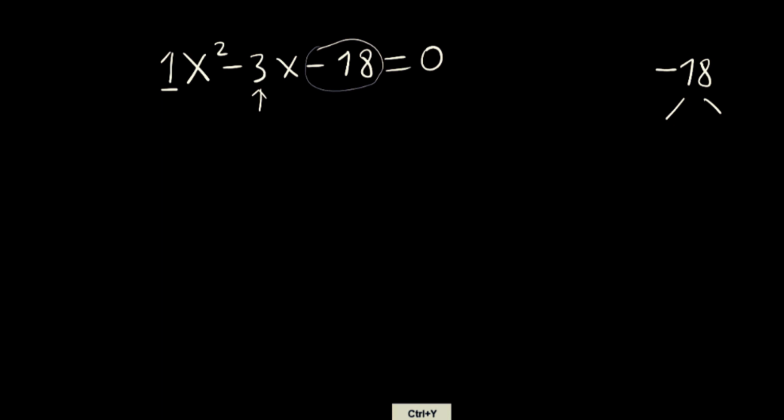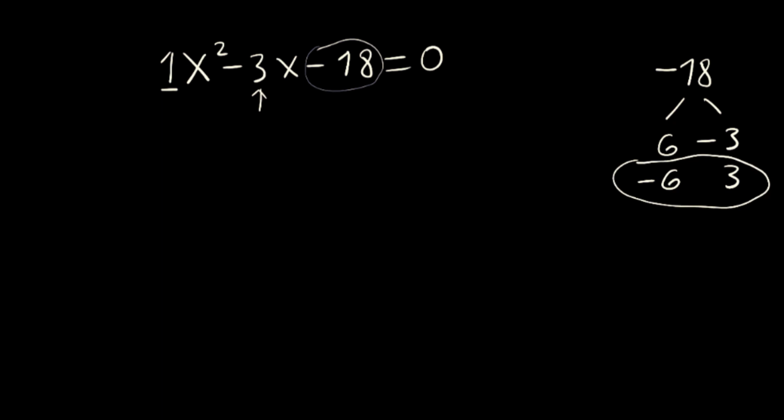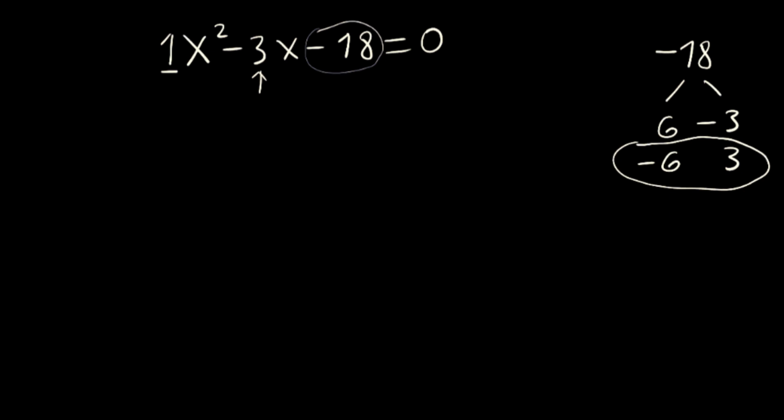Numbers that multiply to 18 are 6 and 3. So, we have a positive 6 and negative 3, or negative 6 and 3. 6 plus negative 3 adds up to positive 3, but negative 6 plus 3 adds up to negative 3. So, this is what we want to use. It turns out that to factor it, it's simply going to be x minus 6 times x plus 3.